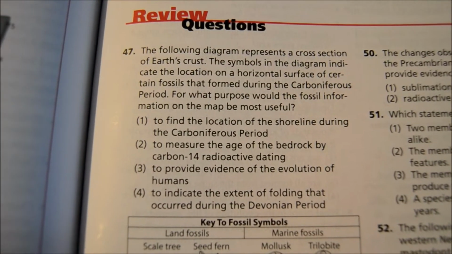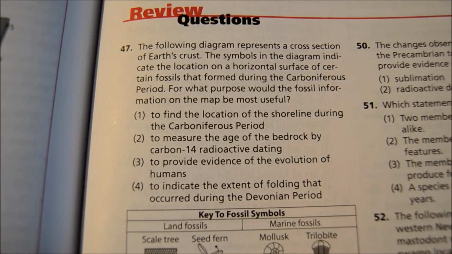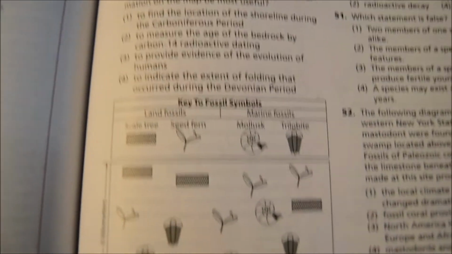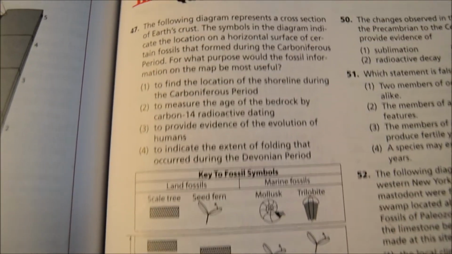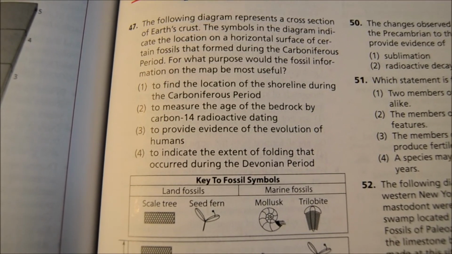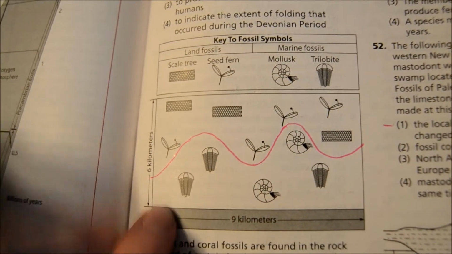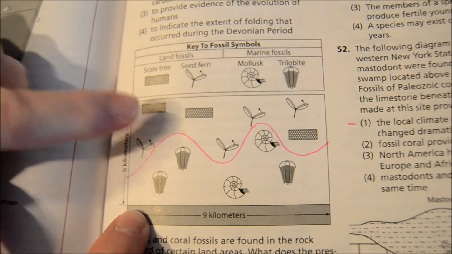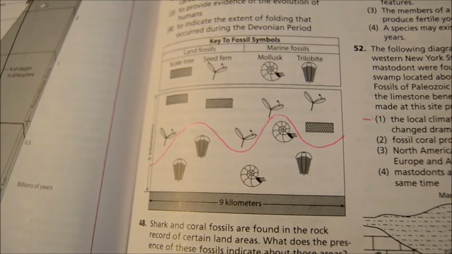If I'm looking at the map, they're telling me I have land fossils and I have marine fossils. With that, it's only going to help me to find the location of the shoreline for the Carboniferous period. So if I needed to, I'm going to draw the shoreline in. I did it already in the pink. I am separating my land plants and my land organisms from my marine organisms. The pink line represents my shoreline.